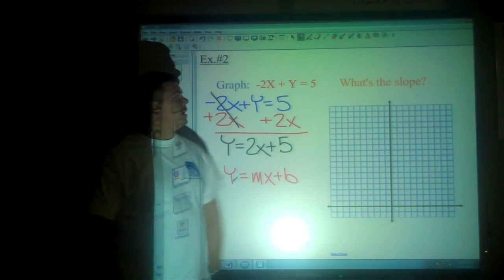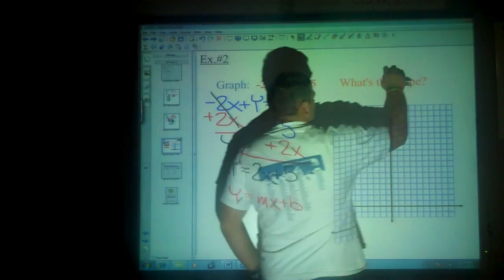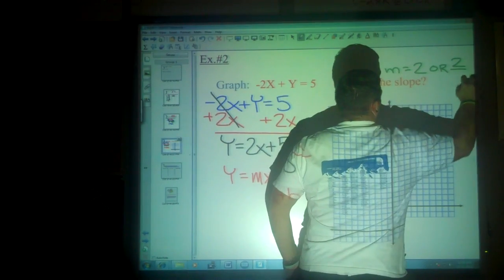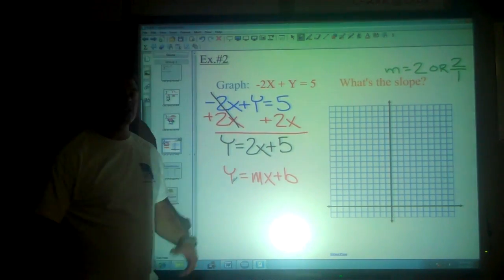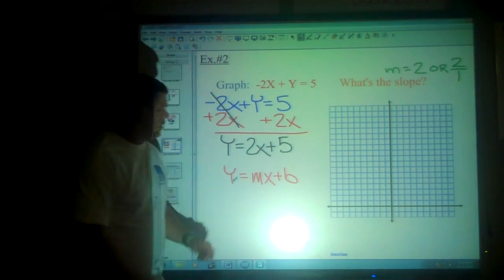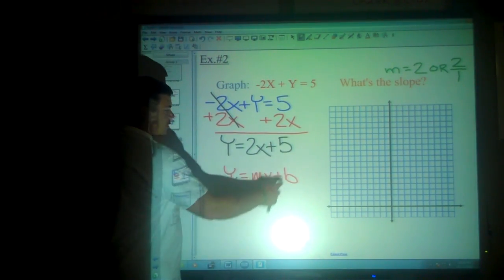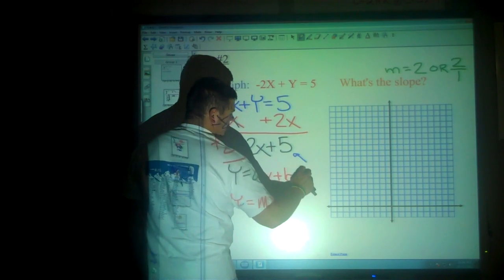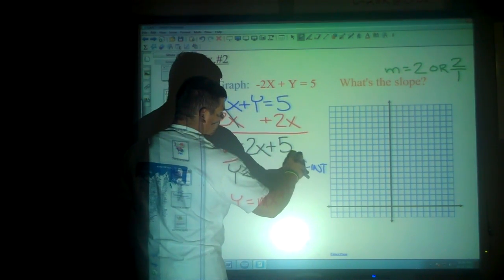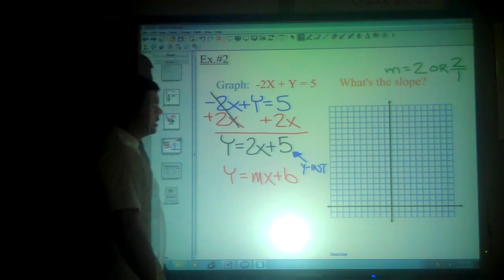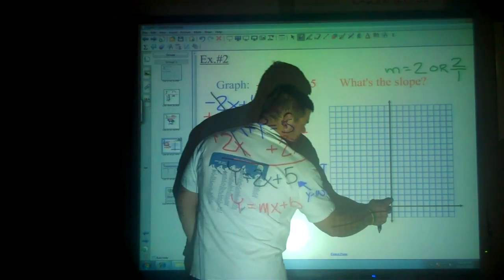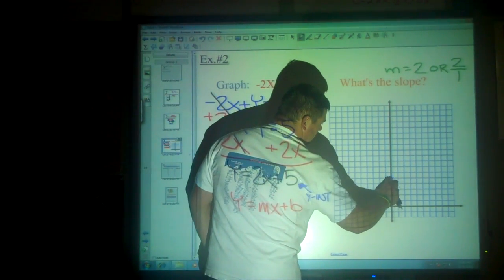The question I'm being asked right here is, what is the slope? We would say m is equal to 2, or 2 over 1, which is nice as a fraction because then you have your rise and your run. So I come over here and I look and I say, okay, we know that this is the y-intercept. So that's my y-intercept right there. So I'm going to go up the y-axis 5 units. 1, 2, 3, 4, 5. And I'm going to put a dot there.